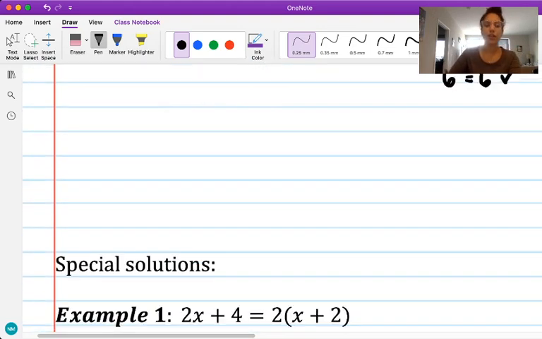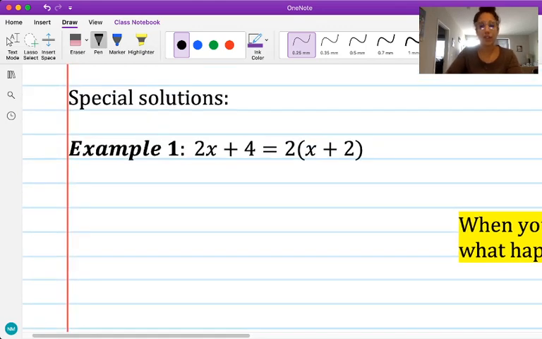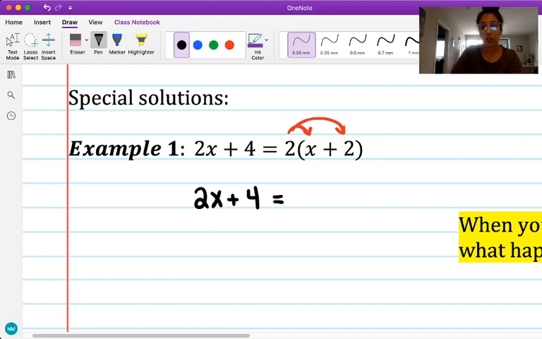All right, let's talk about special solutions. So let's try and solve this. If I try and solve this, the first thing I want to do is distribute that 2. That's always the first step, to expand. So I have 2x plus 4 equals 2x plus, so this goes to the x, so it becomes 2x plus 2 times 2 is 4. What do you notice? I have 2x plus 4 equals 2x plus 4. They are the same thing.